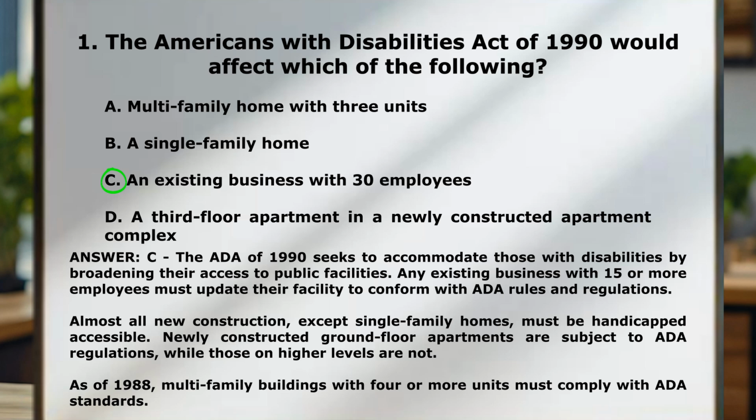Newly constructed ground floor apartments are subject to ADA regulations, while those on higher levels are not. As of 1988, multifamily buildings with 4 or more units must comply with ADA standards. A lot to unpack here, but let's think of it this way. If you got an existing business that has more than 15 employees, you got to follow ADA, Americans with Disabilities Act of 1990.